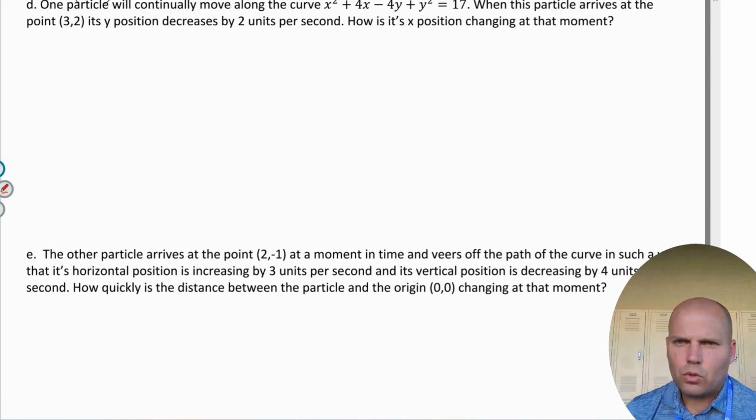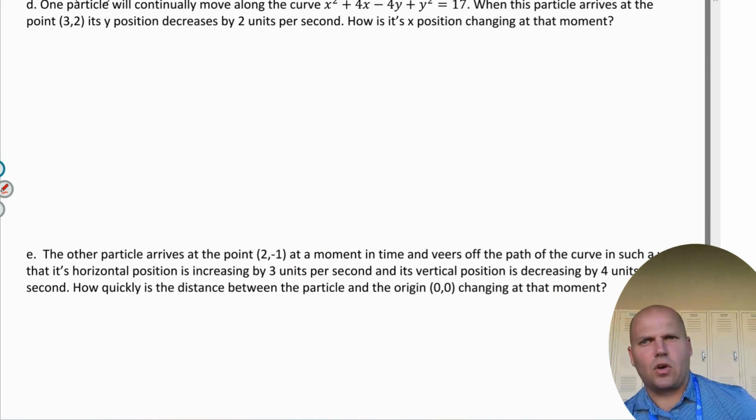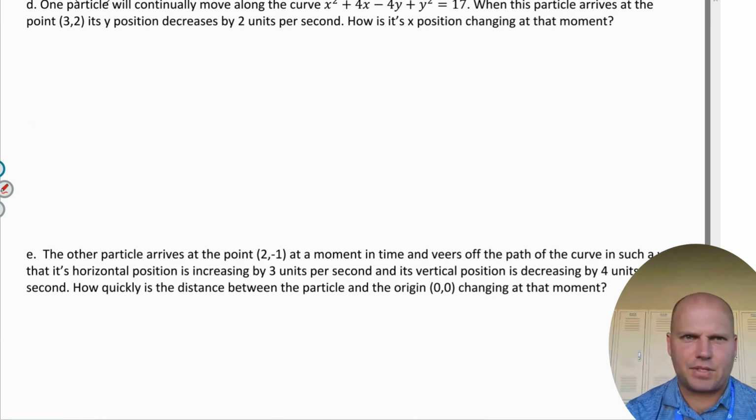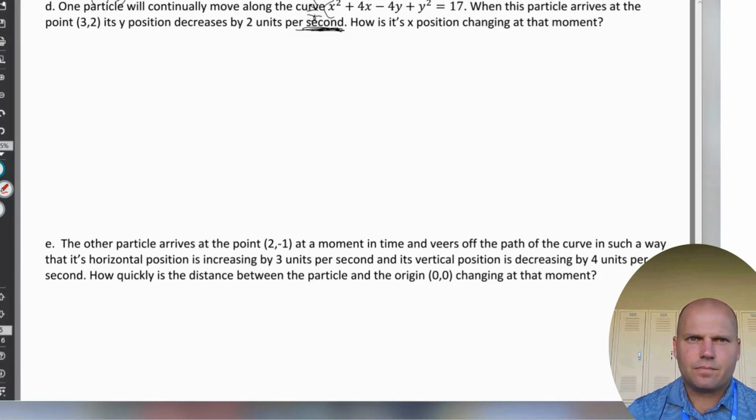All right, cool. We're still traveling along this curve. When we arrive at this position, the y position decreases by 2 units per second. How is the x position changing at this moment? So since we're continuing to move along the curve, we will use this curve. And since we have per second, it should say as time passes, but you'll be told, you're going to be taking the derivative with respect to t.